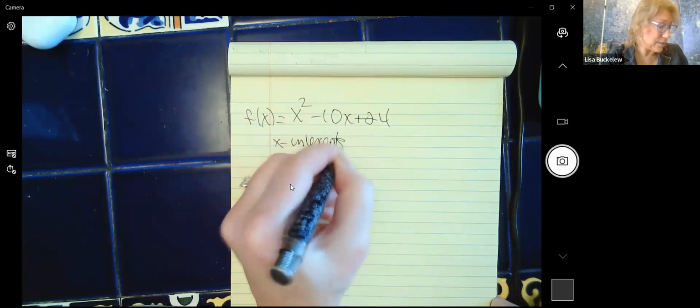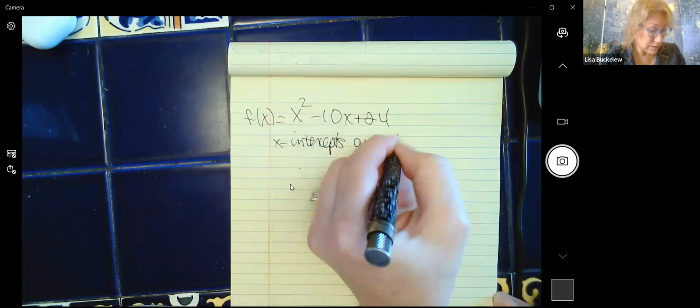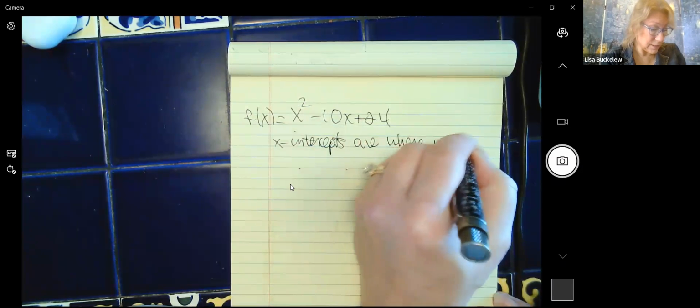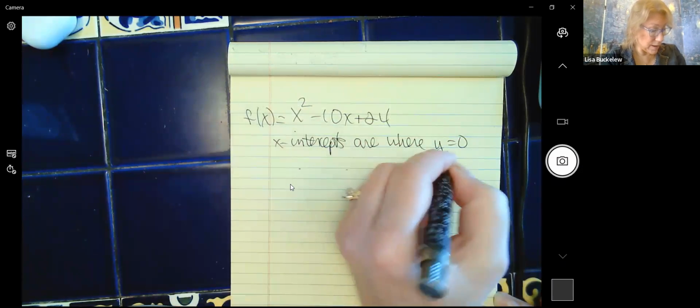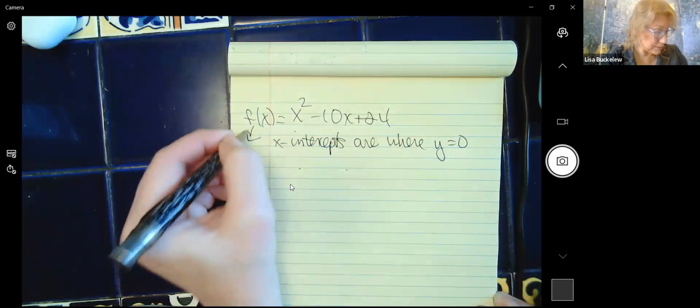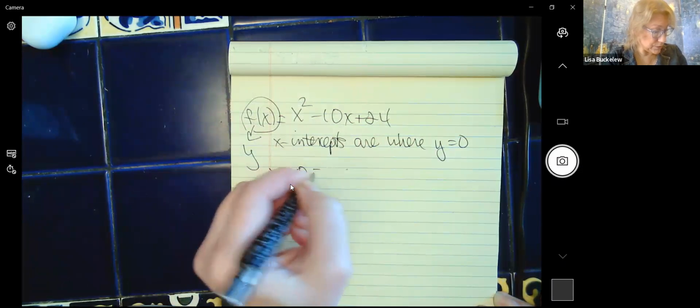And if we want to do the x-intercepts, that'll make it easy to graph with. Okay, x-intercepts, they're on the x-axis. So if they're on the x-axis, that's because the y value is 0. So on a problem like this, y is the same thing as the output f of x. So we're just going to set it equal to 0.